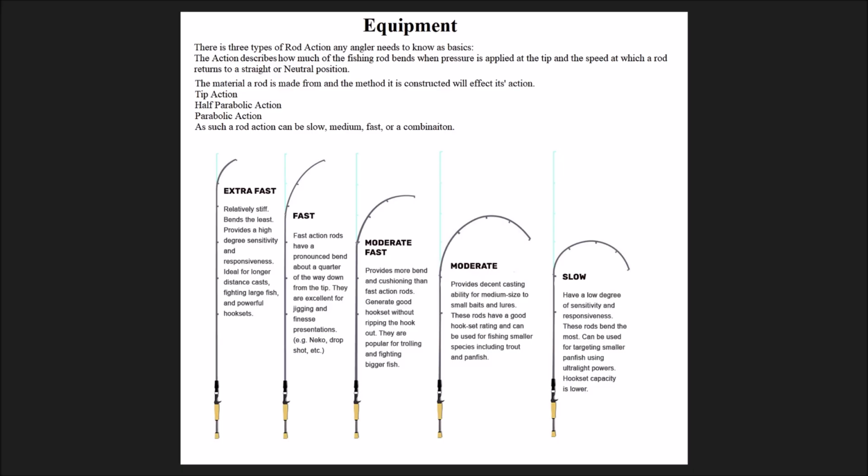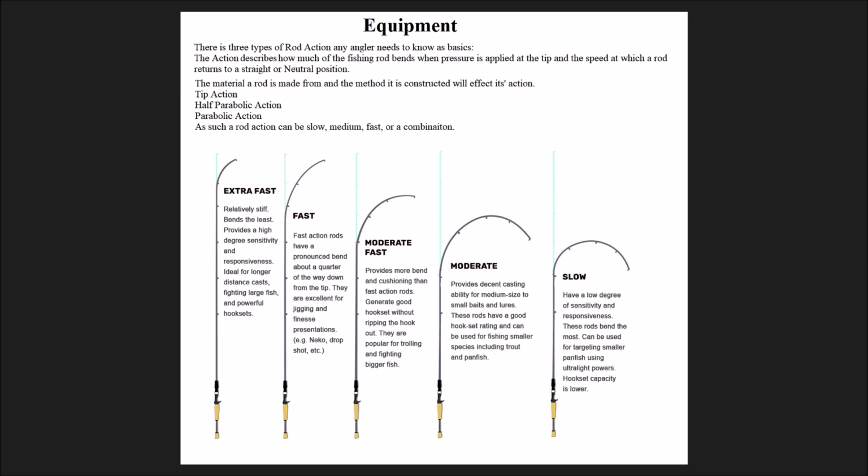Equipment. There are 3 types of rod action many anglers need to know as basics. You will see this on the ODR test. The action describes how much of the fishing rod bends when pressure is applied to the tip and the speed at which a rod returns to a straight or neutral position. The material a rod is made from and the method it is constructed will affect its action. Tip action, half parabolic, parabolic action, and such a rod action can be slow, medium, fast, or a combination.